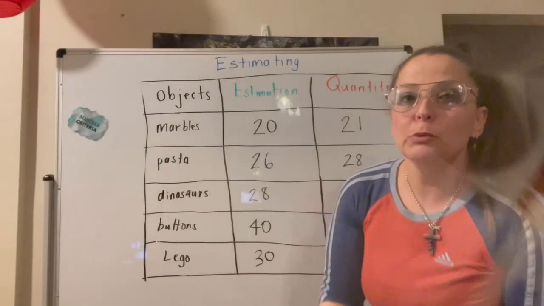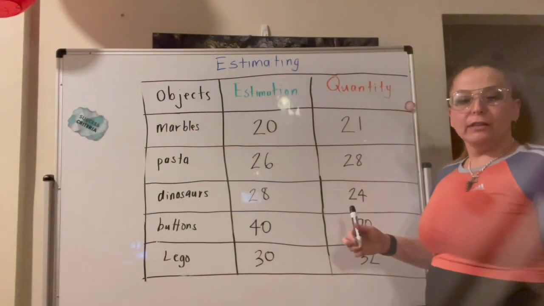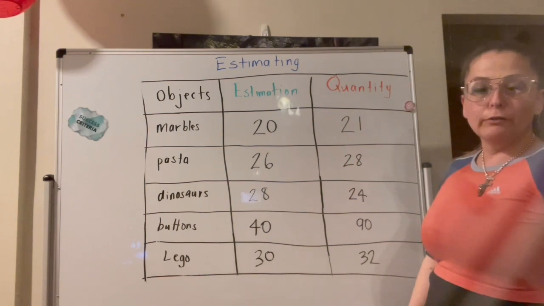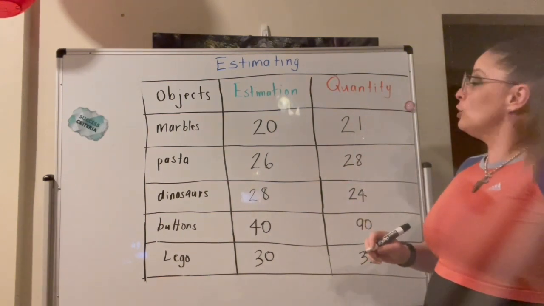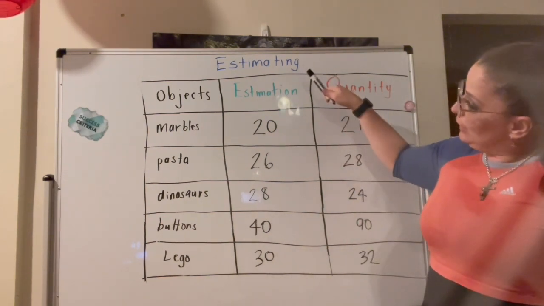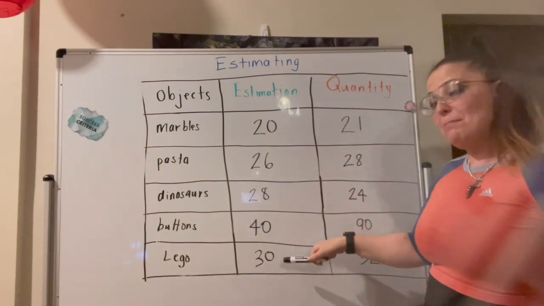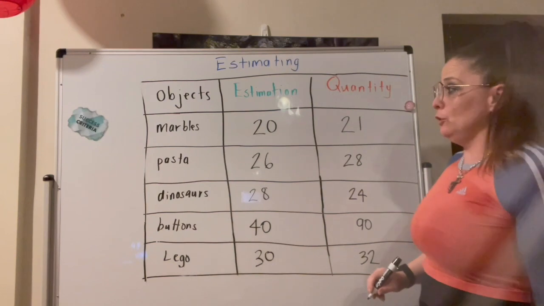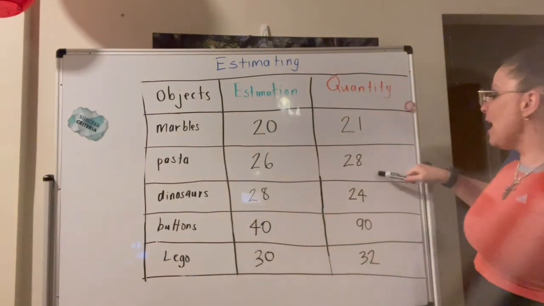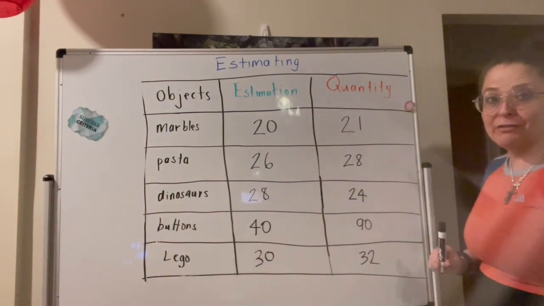Now, boys and girls, this is what your table should look like by the time you've made your estimations of your objects and you've counted the quantity of your objects. You can see that my estimation column is full. These are the estimations that I made just by looking at my objects in a group. And this is the amount in my group after I've counted them.